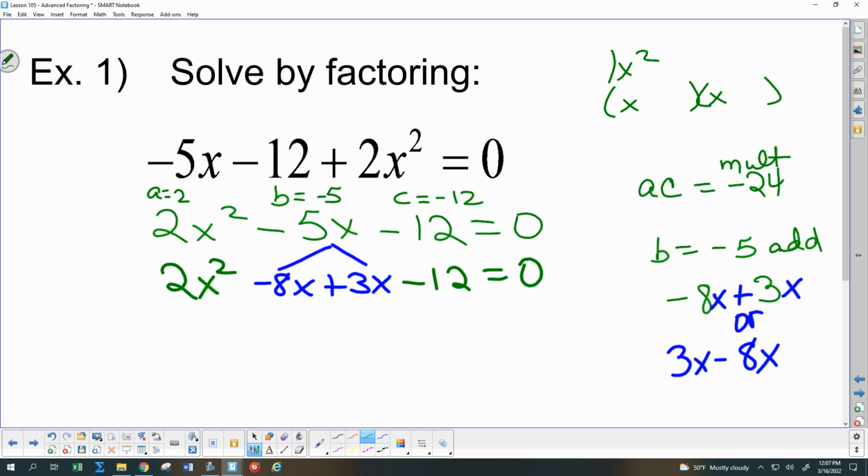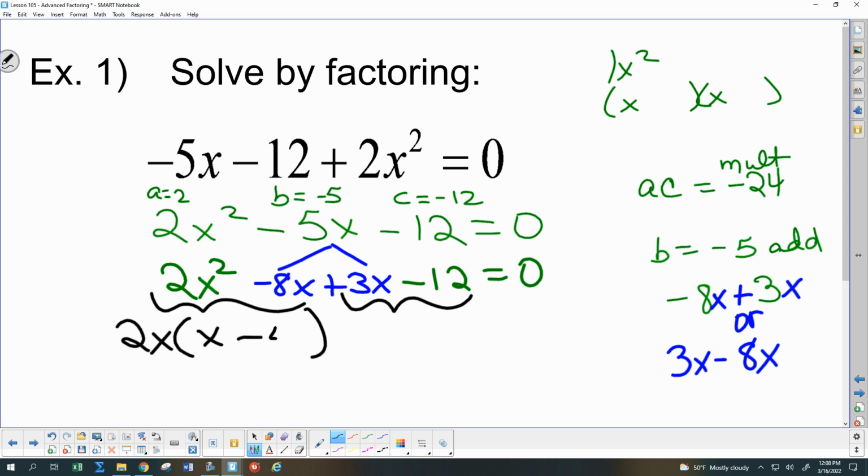Then what you do with this method is to group the first two, group the last two, and pull a GCF out of each pair. So everybody shout out, what's the GCF for 2x squared minus 8x? It would be 2x, and then what would that leave in a parentheses? I need two terms in there. Caleb, what would it leave me? Everybody good with x minus 4? Thumbs up, thumbs down. Okay, then we're going to do the same process for the last two. Nicole, what's the GCF for 3x minus 12?